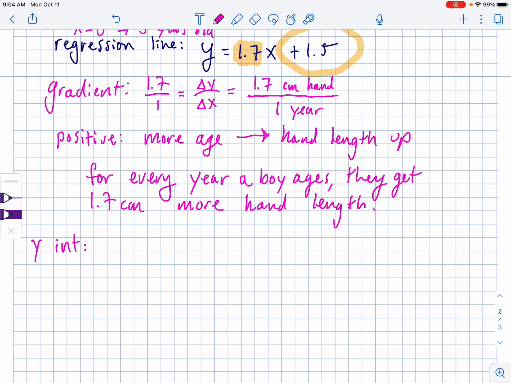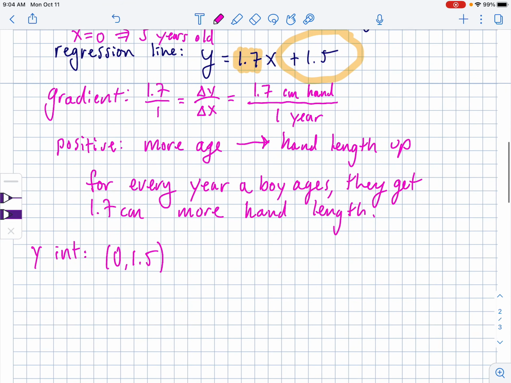The y-intercept is 1.5. So we'll just say that the y-int is (0, 1.5). I would interpret this as, because it was 5 to 8-year-old boys, when time is 0, that implies a 5-year-old. So I think this means 5-year-olds on average, in this study at least, have 1.5 centimeter hand length.